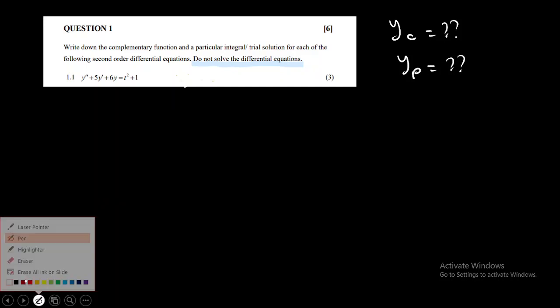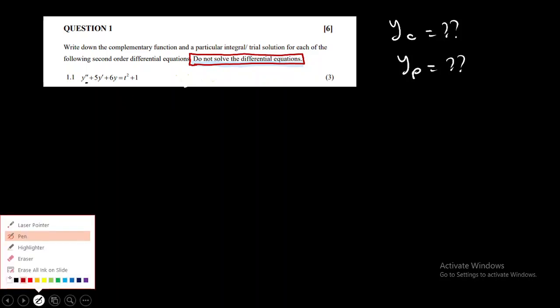For each of the following second order differential equations, you can see this is a differential equation because it consists of a second derivative and an equal sign. Do not solve the differential equation. This is very important, guys. You are required to determine your yp and your yc, but they said you must not solve it. You just determine it and leave it like that. So without wasting more time, let's dive into the equation.